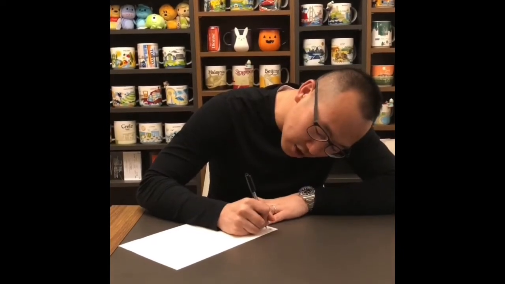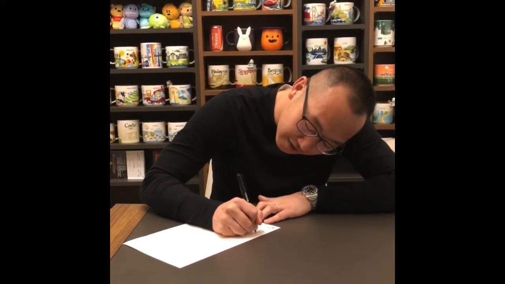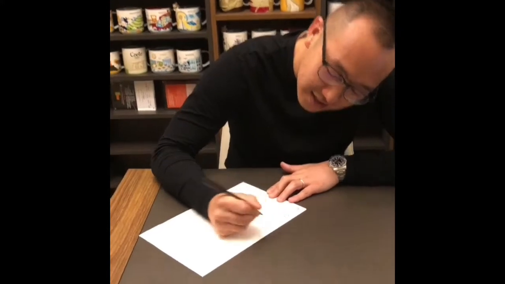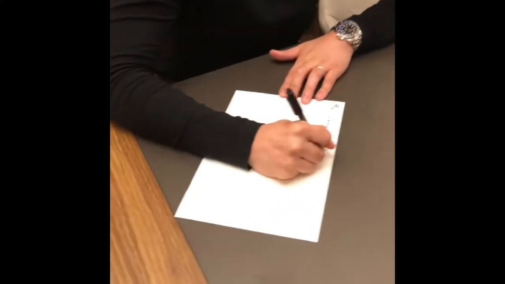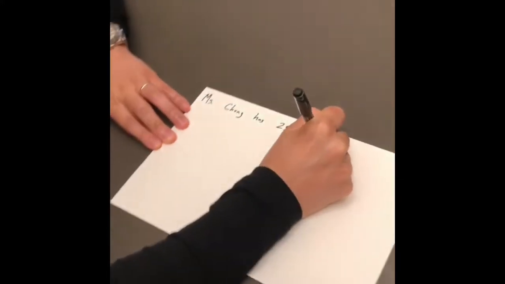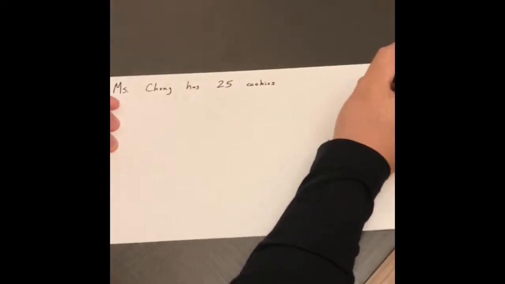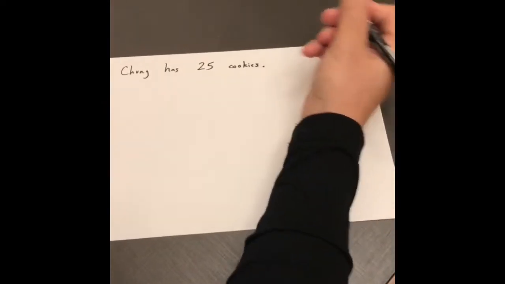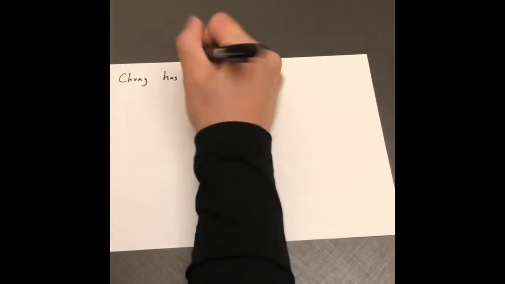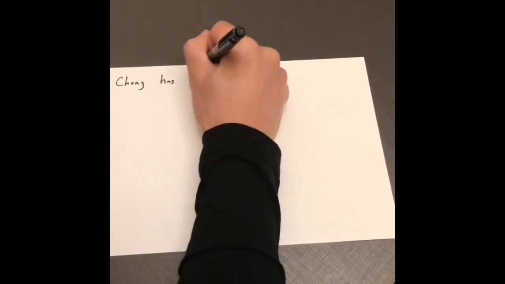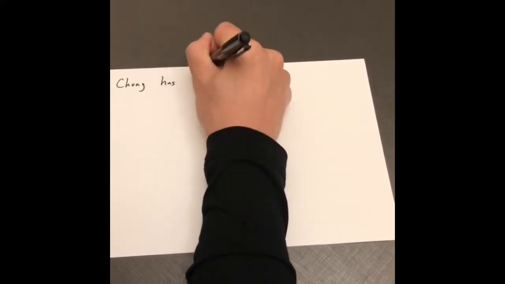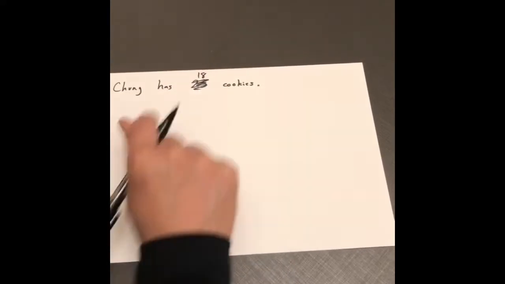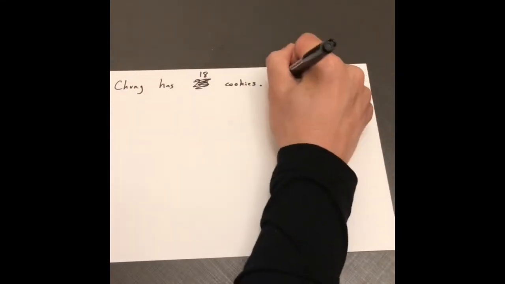I have to give a word problem, and I want to use Mrs. Chung. Mrs. Chung has 25 cookies. Because I think she likes cookies. Oh, no, I'm going to change 25. I'm going to change it to 18. Mrs. Chung has 18 cookies.